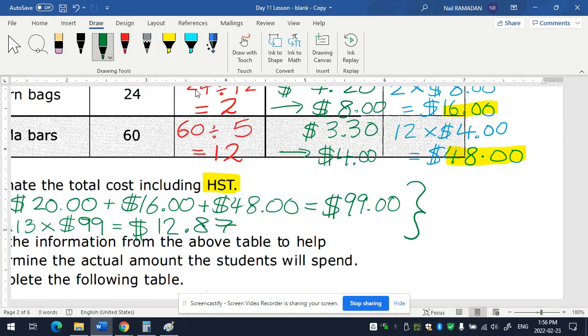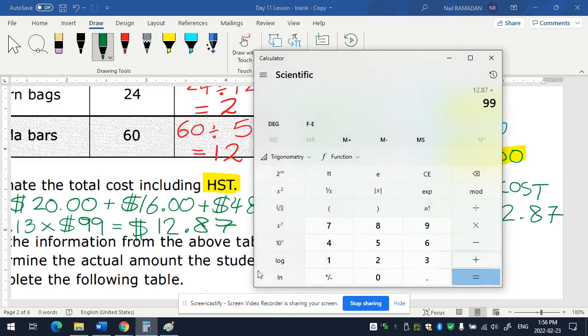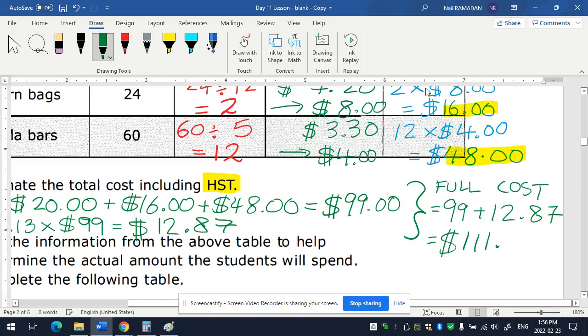So I'm gonna say full price, everyone, or let's say full cost. Full cost equals 99 plus 12.87. How much is that exactly? That will be 111. Pretty sure that plus 99. Yep, 111.87. You have to ask the treasurer for this much money. $111.87. That's the full cost to host this party.